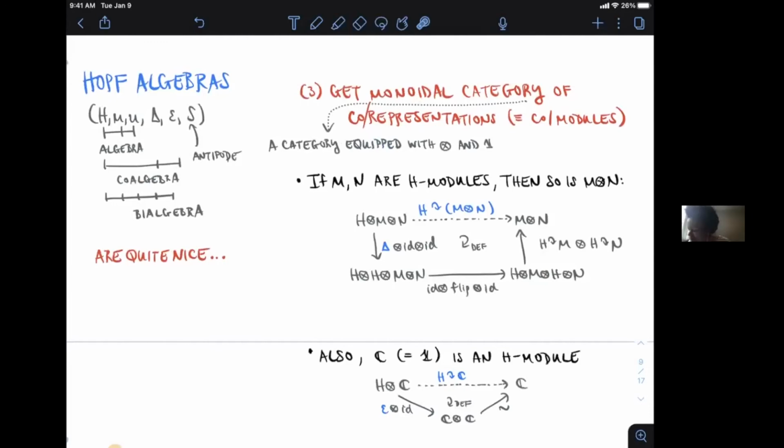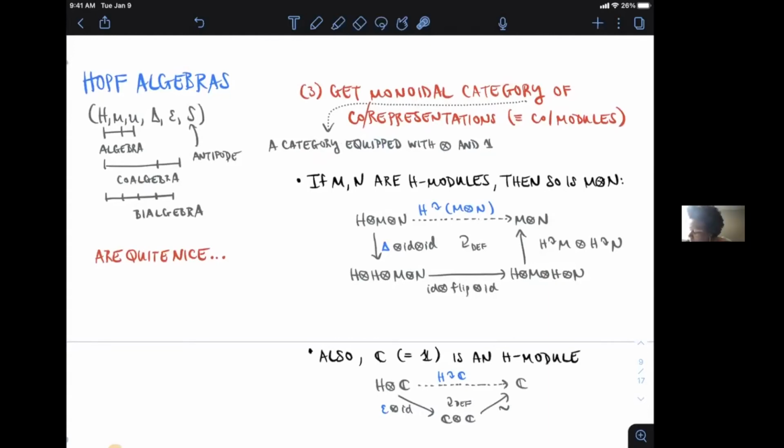Okay, so they have a nice monoidal category of modules or comodules, or representations or corepresentations. What is a monoidal category? Basically, it's a category, a collection of objects and maps between them, that has a tensor product, meaning that I can take two objects and tensor them together and get a third object in the category.